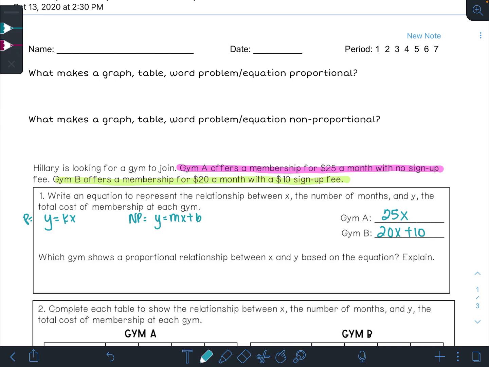So if we want to identify which one would be proportional, when we're looking at the equation, we know that Gym A would be the proportional one because it doesn't have that initial sign-up fee, or in other words, a constant.